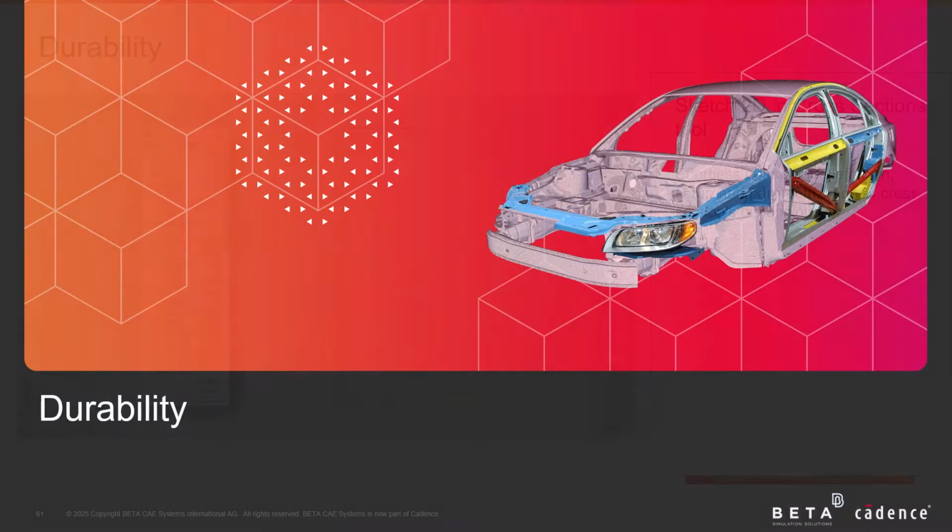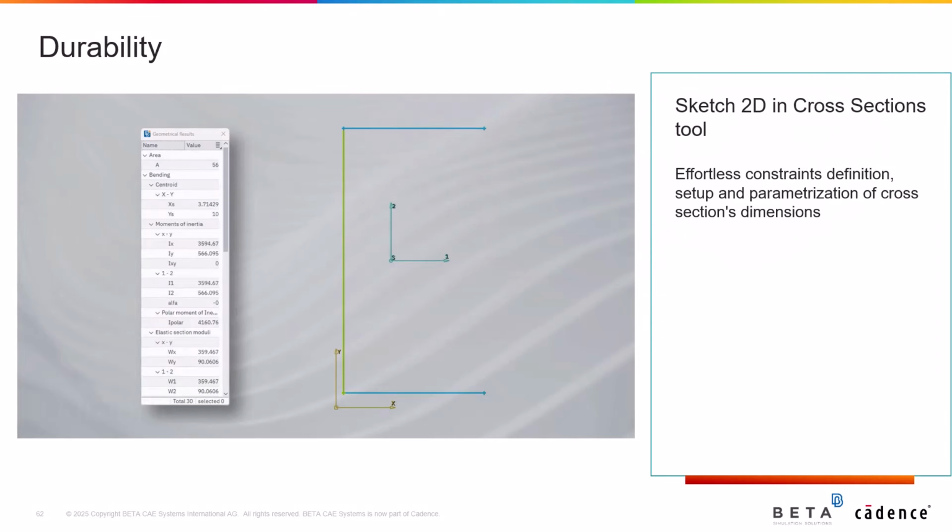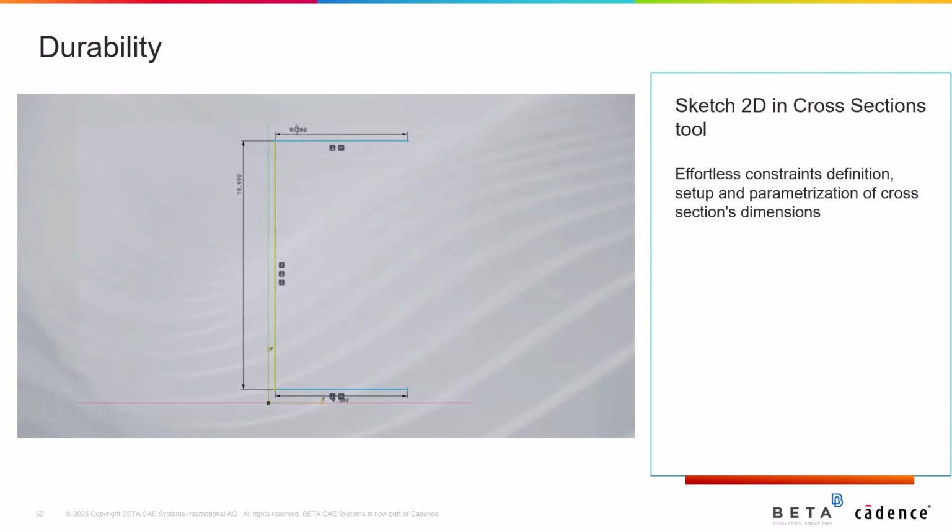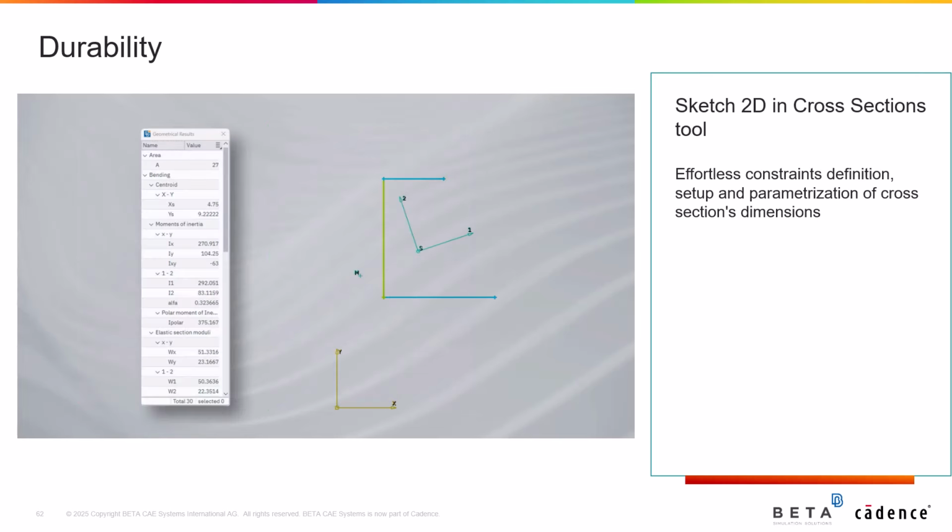Moving to durability. Let's take a closer look at the updates in the cross-sections tool. In this new version, users can define constraints, as well as set and parameterize the dimensions of the cross-section for greater precision. Additionally, the Direct Edit Sketch feature is now available, enabling easier and more intuitive modifications.